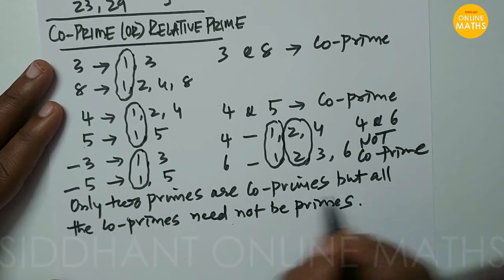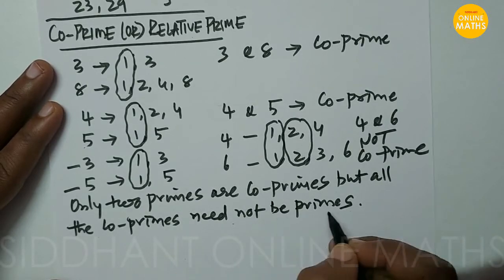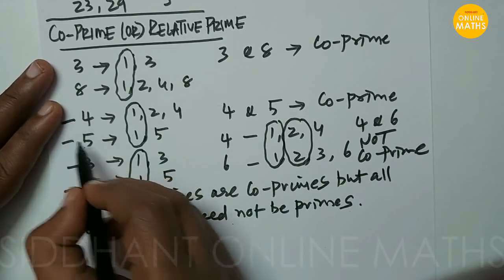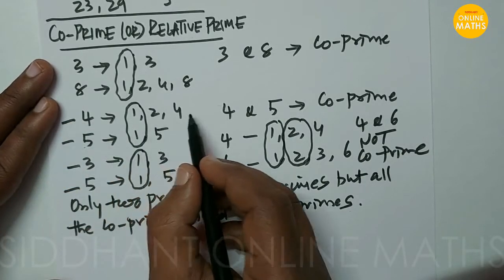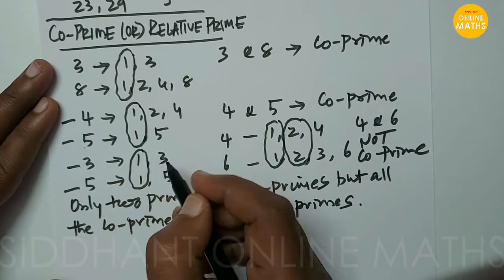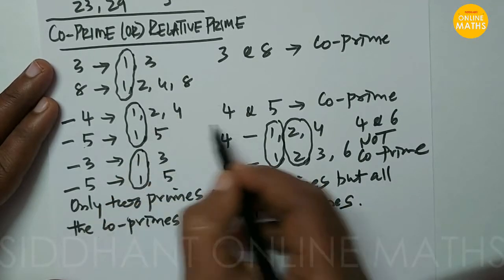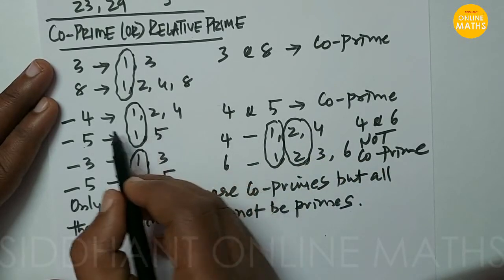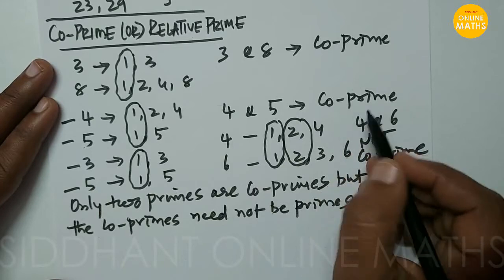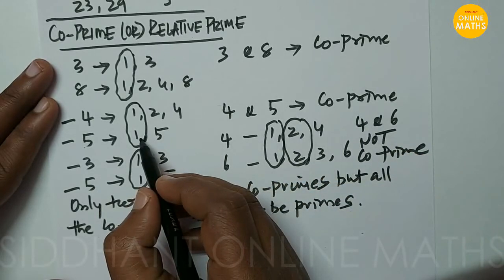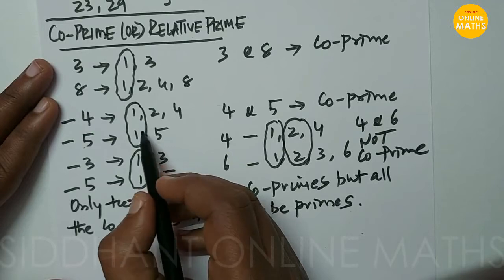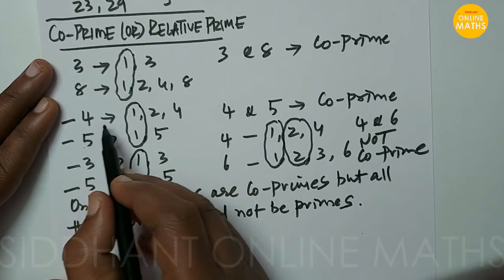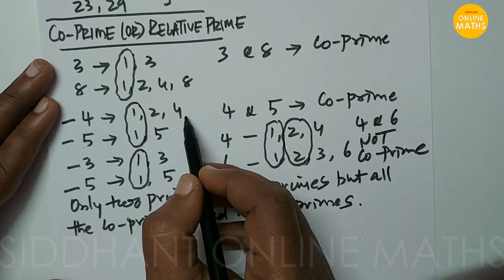Next statement: all the co-primes need not be primes. When you take 4 and 5, 4 has factors 1, 2 and 4 and 5 has factors 1 and 5, and the common factor is only 1, so 4 and 5 are co-primes. But 5 is a prime number and 4 is not a prime number. It is a composite number because it has more than 2 factors.